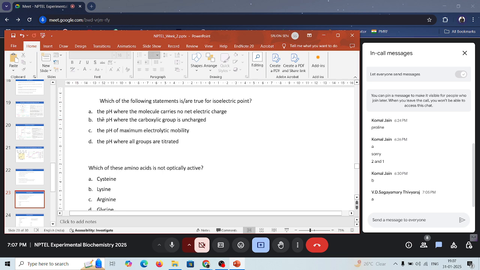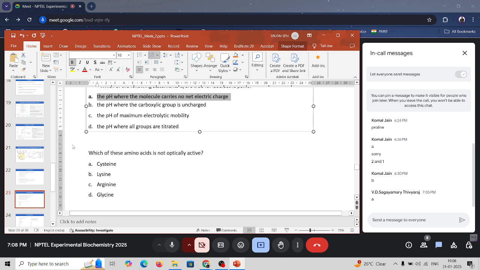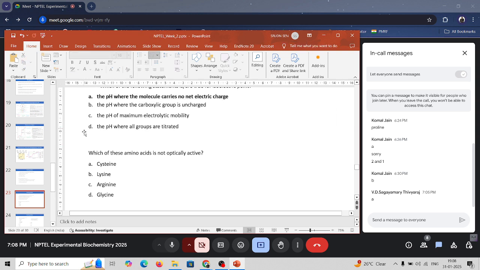So what happens at an isoelectric point? It's the zwitterionic form where the amino acid is in a neutral state, so the molecule carries no net electric charge. That is true. The pH where the carboxylic group is uncharged may or may not be true. The pH of maximum electrophoretic mobility is incorrect. The pH where all the groups are titrated is also incorrect. So A is the only correct option.